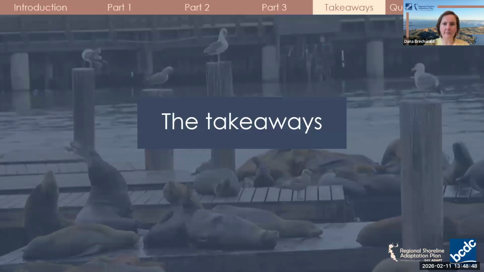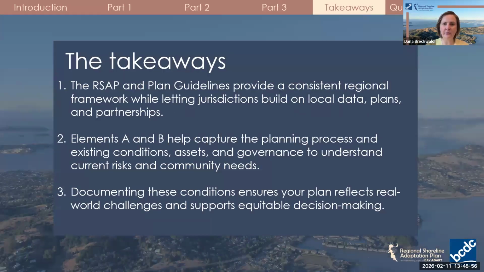Thanks, Todd. So let's go to our takeaways. Before we move on to resources and next steps, we want to make sure that you understand that the RSAP and plan guidelines provide a consistent regional framework while letting jurisdictions build on local data, plans, and partnerships. That Elements A and B help capture the planning process and existing conditions, assets, and governance to understand current risks and community needs. And documenting these conditions ensures that your plan reflects real-world challenges and supports equitable decision making. So these takeaways reinforce that starting with a strong foundation is critical.